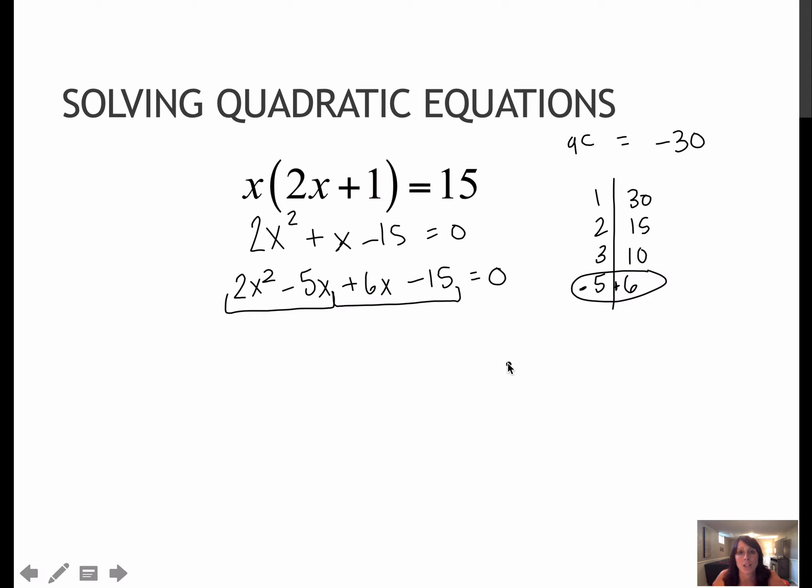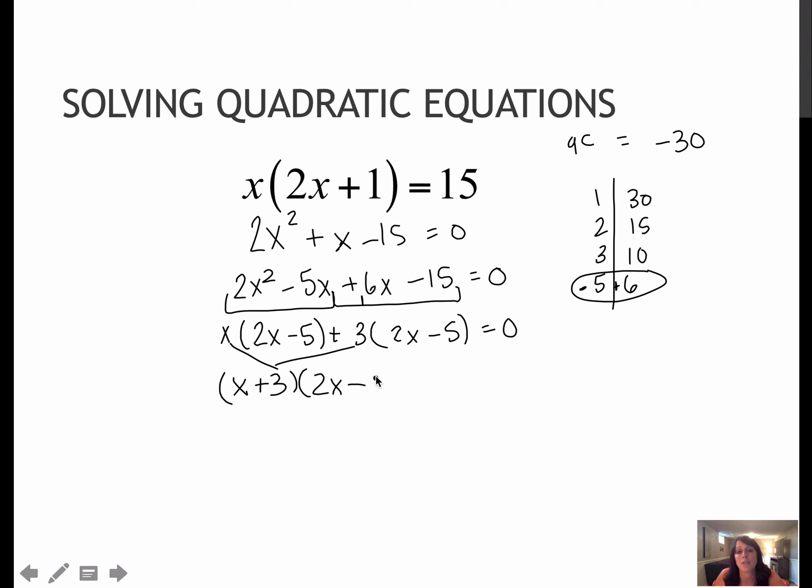And then I would factor this by grouping. So if you're familiar with factoring by grouping, which we reviewed already together, I would find the GCF of these two terms, which is x, and write what's left over when I factor out the x. I would leave that plus sign. I would find the GCF of these two terms, which is 3, and then write what's left over when I divide each by 3. And notice what happens is these two are the same, and so my factorization is x plus 3, 2x minus 5, and of course set each of those equal to 0.